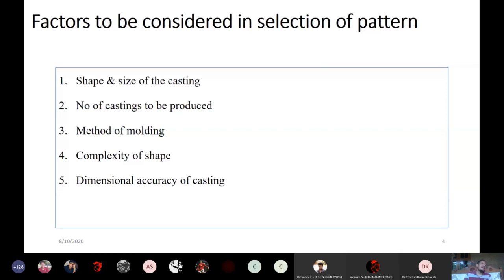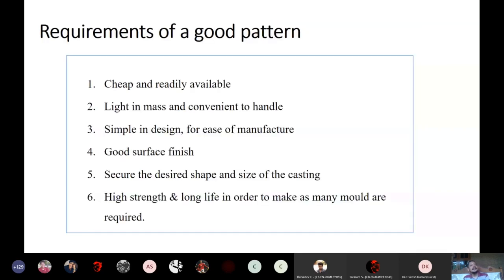And what are the requirements of a good pattern? A good pattern material should be cheap and readily available. The material should be light in mass and convenient to handle. It should be simple in design and easy to manufacture. If your pattern making itself is complex in nature, then your casting will be extremely complex in nature. And it should have a good surface finish, and you should secure the desired shape and size of the casting.